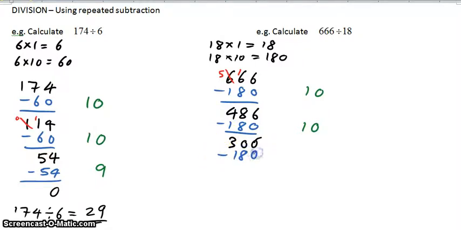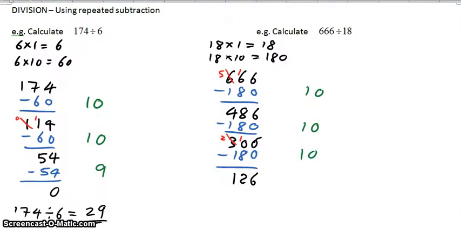Yep. So keep going. 6 take away 0 is 6. Got it right this time. 0 take away 8 cannot do. So let's borrow one of those 10s and change it over there. 10 take away 8 is 2. 2 take away 1 is 1. Alright. Now, that means we've taken off 30 altogether.